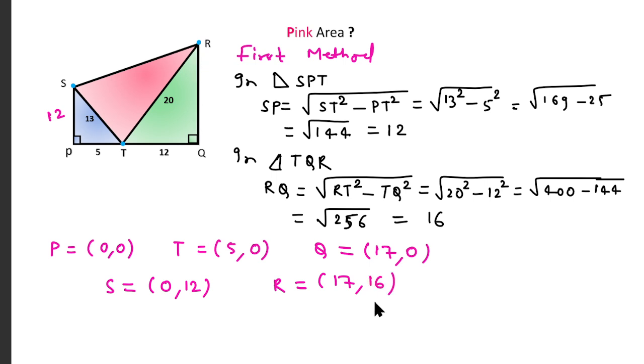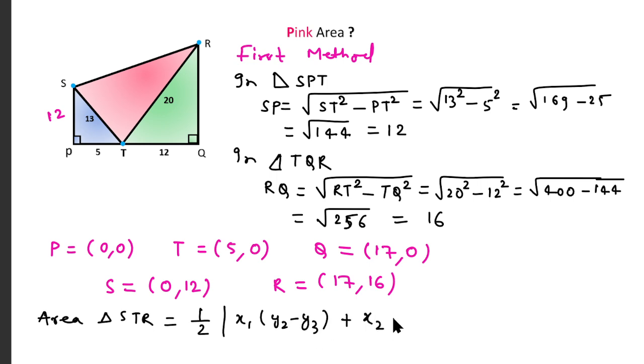Okay, now I will apply a formula to find the area of this STR triangle. The area, that is pink area or area of triangle STR, we can write using coordinate geometry formula: 1 by 2 mod x1 (y2 minus y3) plus x2 (y3 minus y1) plus x3 (y1 minus y2). This is the formula.